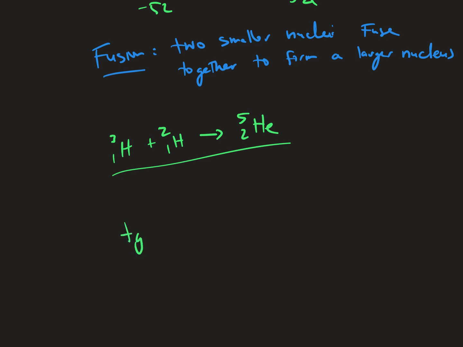Silver-109 plus helium. And again, this is not real. I don't know why this example is even in here, but that's okay. We can still do the math, right? When things come together, this is called fusion. When it breaks apart, it's called fission.